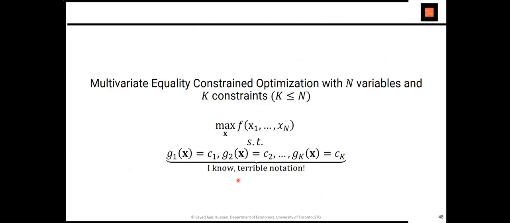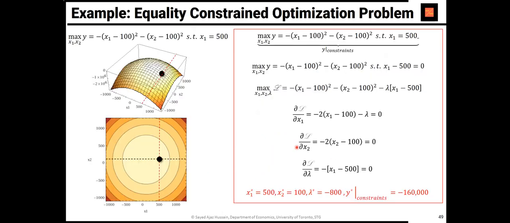Next up, what happens if I have an equality constraint problem with n variables, k constraints? I know it's crappy notation. I'm very sorry. These are constraint number 1, constraint number 2, up to k constraints. Each of them you see has an equal sign. Here's an example. So nothing magical has happened. As always, differentiate with respect to x1, x2, and lambda. Notice how the form of the Lagrangian is the y function minus lambda times the left side of the constraint. And of course, these are the answers.